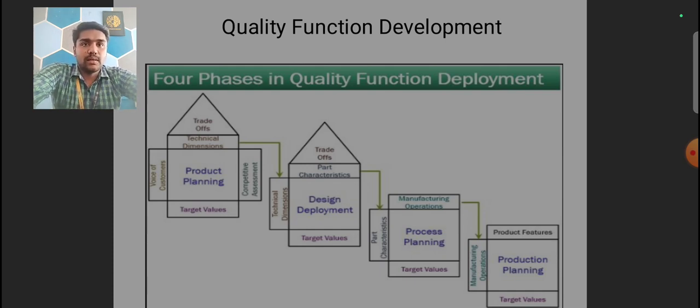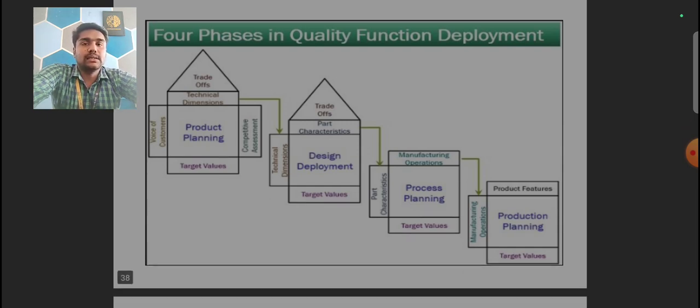In quality function deployment, there are 4 phases. The first phase is product planning, the second phase is design deployment, the third phase is process planning, and the fourth phase is production planning. In this process, we can attain quality at every sector based on the process flow and based on the requirement of the customer. First, we are going to discuss product planning.